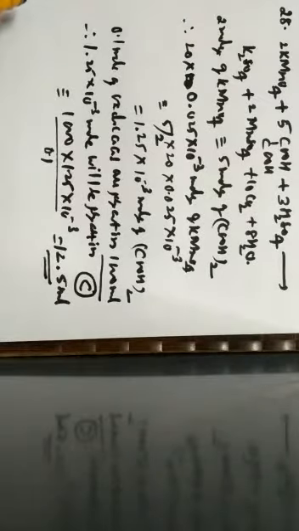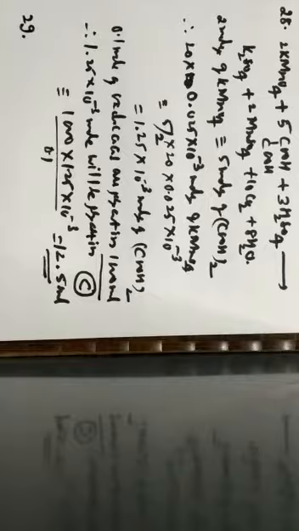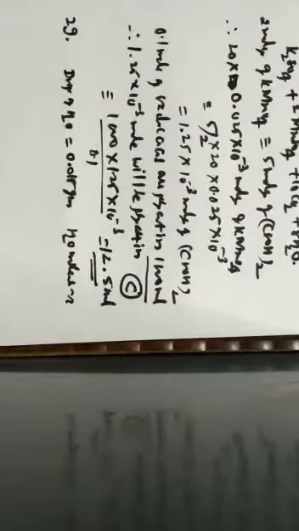Now next one, let us continue with question number 29. It has been given that the number of water molecules present in a drop of water weighing 0.018 grams. They are asking us to calculate the number of water molecules. So by this, first let us calculate the number of moles. Number of moles is equal to given mass by molecular mass.